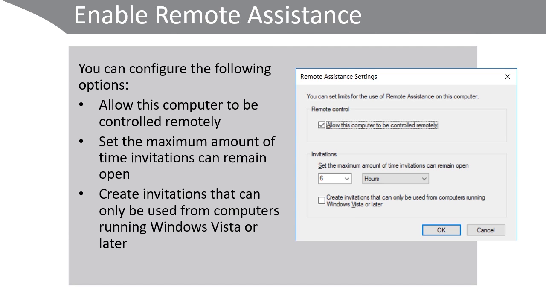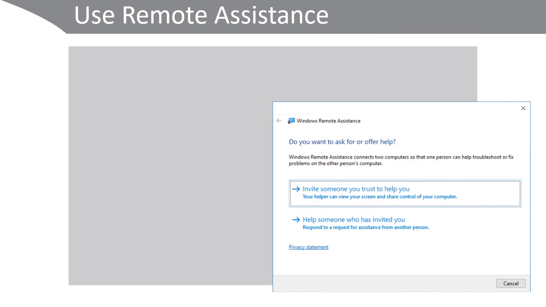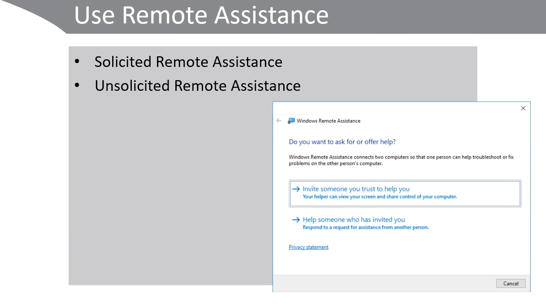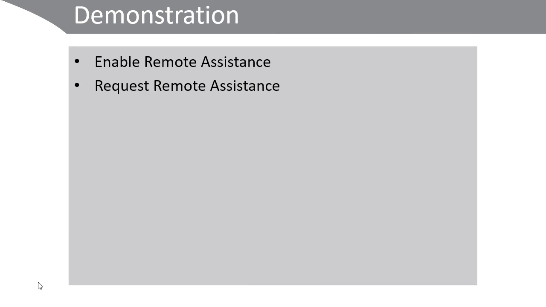So that's more secure. To use Remote Assistance, you can choose to either initiate solicited remote assistance, in which somebody asks for help, and you can see that option here on the dialog, invite someone you trust to help you, and then you will receive that invitation as an administrator, or unsolicited remote assistance, in which the administrator offers to help. Let's take a look at enabling remote assistance and then requesting remote assistance.